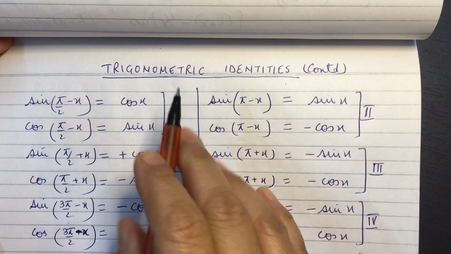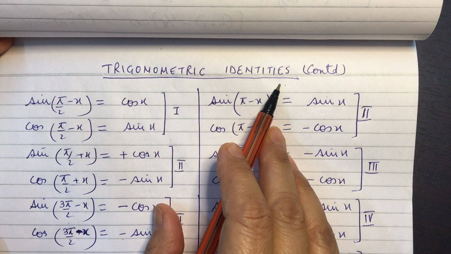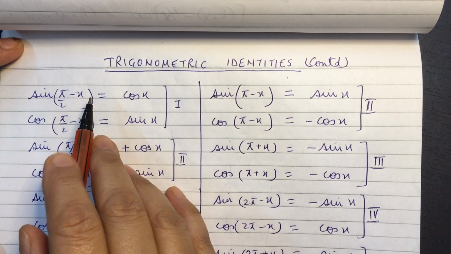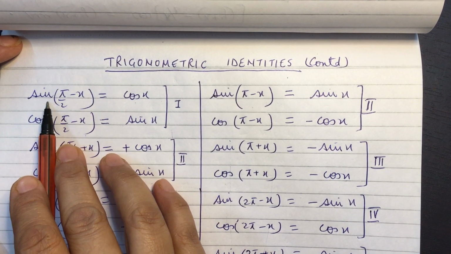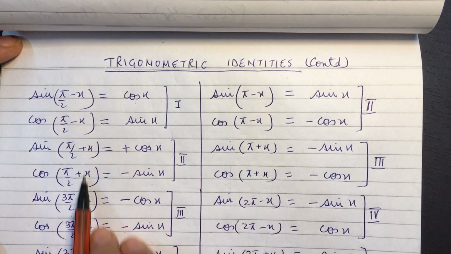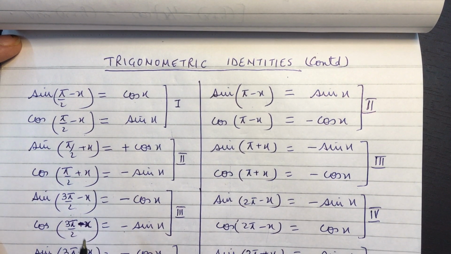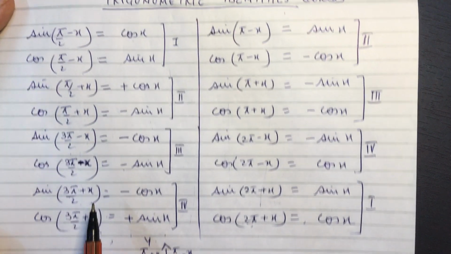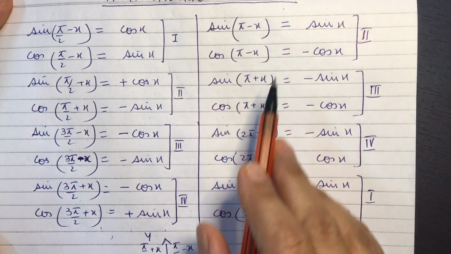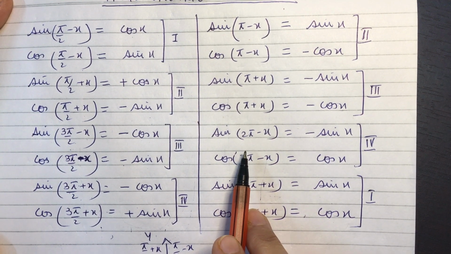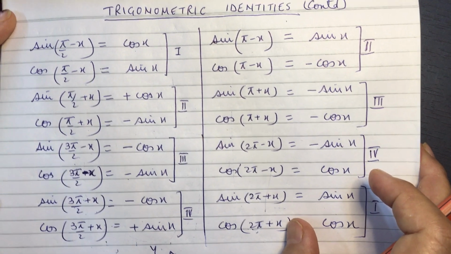Good morning. Let us now continue with our trigonometric identities. We have already seen the values of sine and cos of various angles, that is pi by 2 minus x, pi by 2 plus x, 3 pi by 2 minus x, 3 pi by 2 plus x. Similarly, sine and cos of pi minus x, pi plus x, 2 pi minus x and 2 pi plus x.